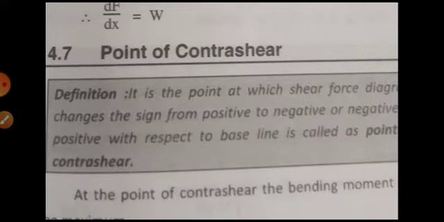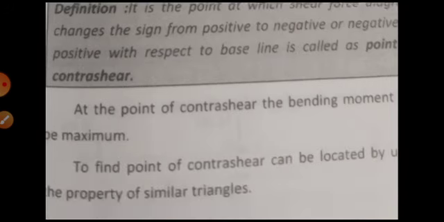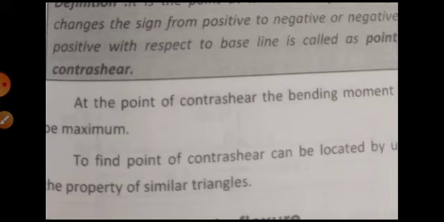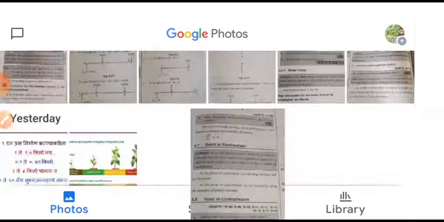Point of contraflexure: it is the point at which the shear force diagram changes sign from positive to negative or negative to positive with respect to the baseline. At the point of zero shear, the bending moment will be maximum, and it can be located by using the property of similar triangles.